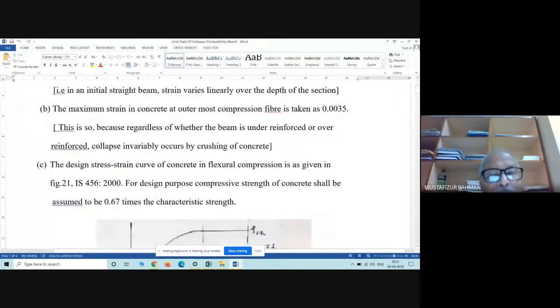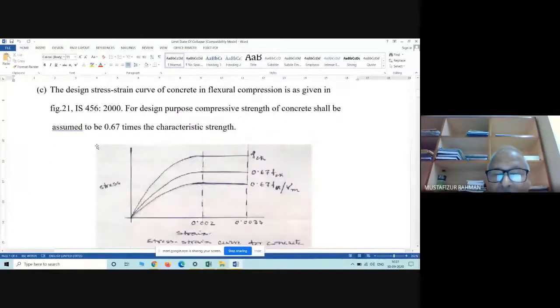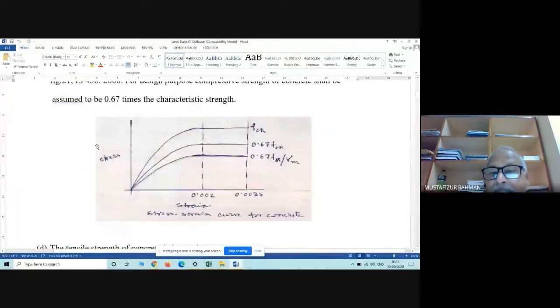Now, the stress strain curve of concrete in flexural compression is as given in figure 21 of IS 456 2000. Okay. Now see here, there is a curve, stress by strain.